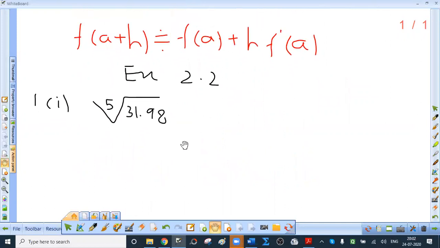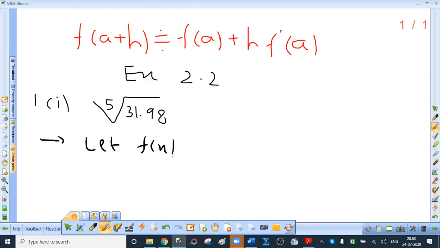We have to find, let me explain, I'll give you time to write. We have to find fifth root of 31.98. So many students begin with let f(x) be fifth root of 31.98. This is not correct. Why? Because if you differentiate, derivative of right hand side will be 0. Okay. So I start with let f(x).